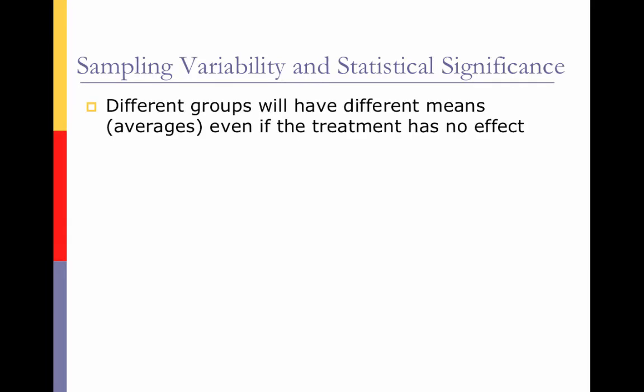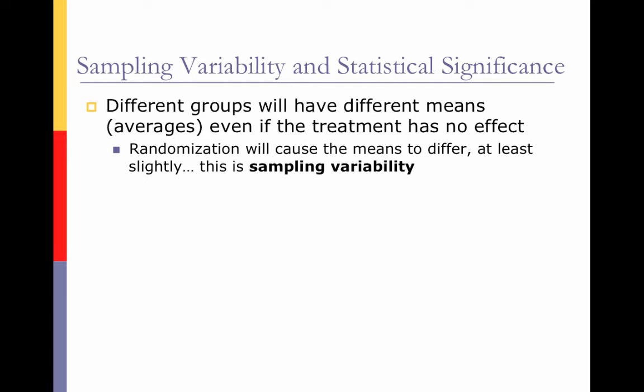So, sampling variability and statistical significance. Different groups have different means, so averages, even if the treatment has no effect. So, even if you are testing a new medication for headaches, if the medication doesn't work, you're going to have different responses from group to group no matter what. We expect to see that. Randomization will cause the means to be different, at least slightly, and this is what sampling variability is, the fact that each group will be slightly different. That's sampling variability and completely normal and expected. In fact, it would be probably more interesting if there was no difference from group to group.